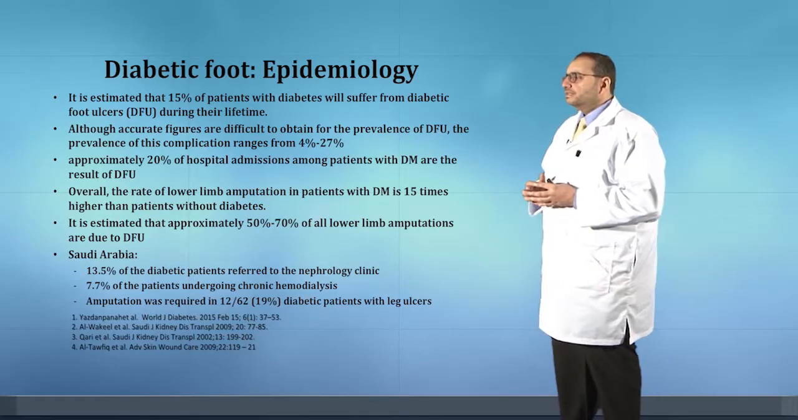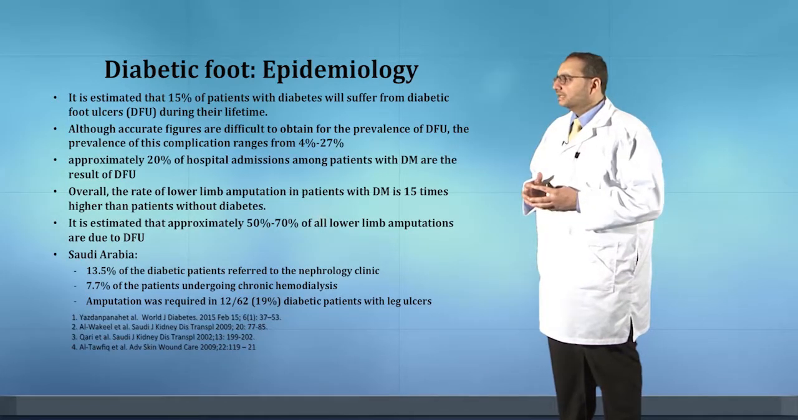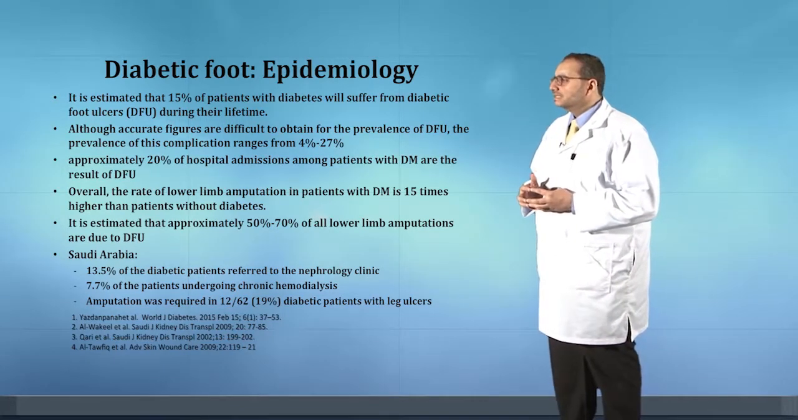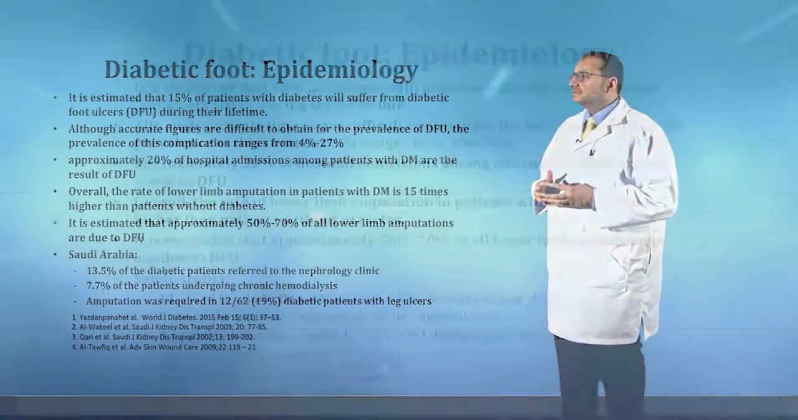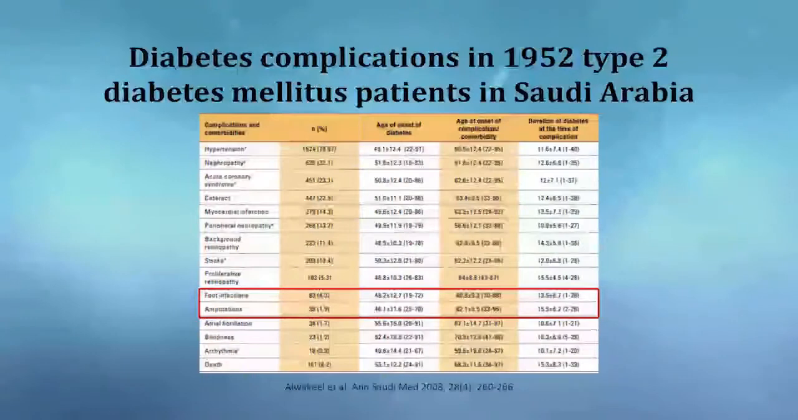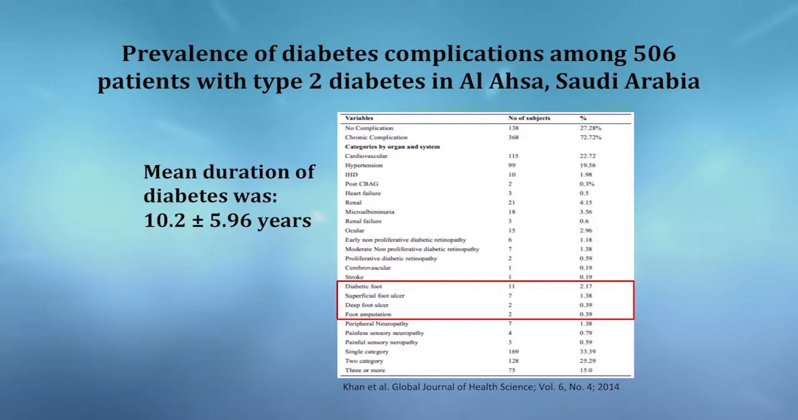In Saudi Arabia, 13.5% of diabetic patients refer to neuropathy clinics, and 7.7% undergo chronic hemodialysis. Amputation is required in between 12 to 62%. Around 19% of diabetic patients will have ulcers that can lead to amputation in Saudi Arabia. It is a pretty prevalent disease, as you can see in the graph in our study. Also, it has been confirmed in a second study that was published in Al-Hasa.